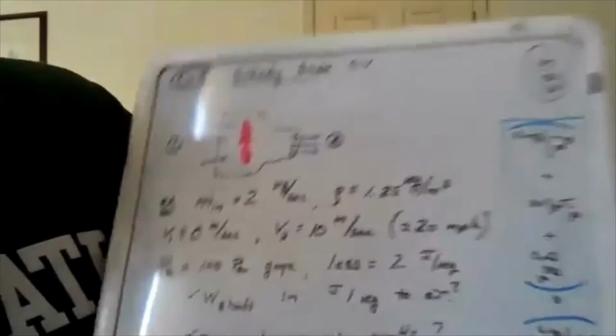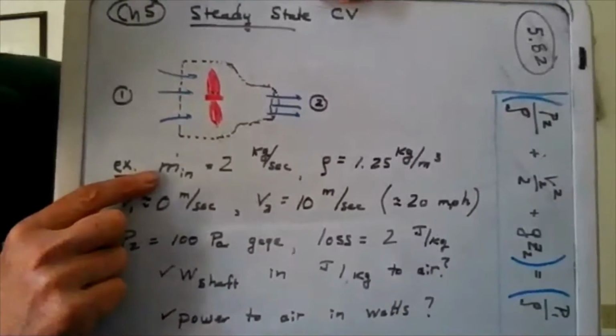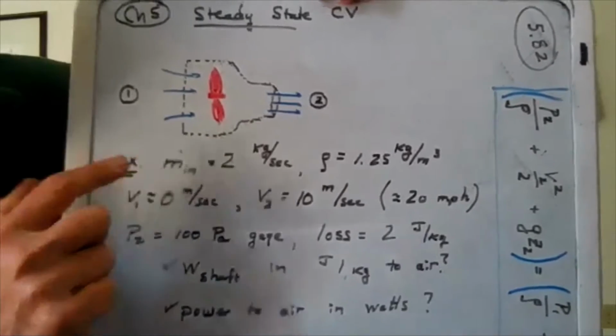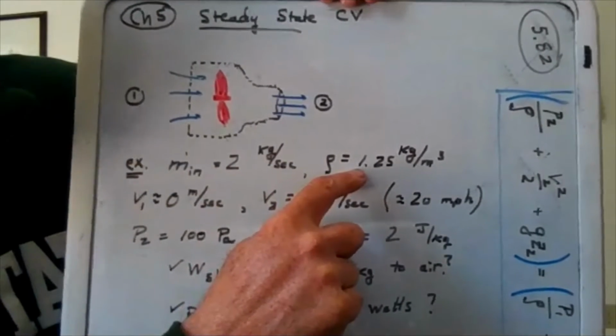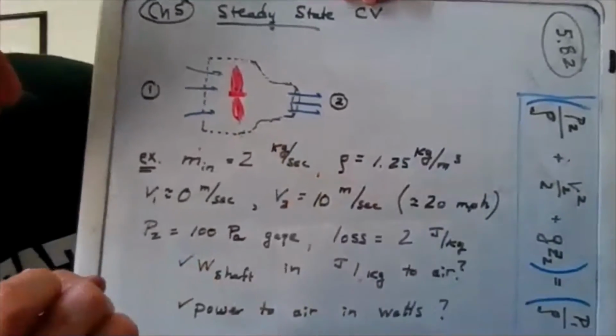Okay, so some data. Let's say that we know the mass flow rate we want this fan to produce: 2 kilograms of air per second. And we've got the air density as 1.25 kilograms per meter cubed. This second one might come from the ideal gas law.